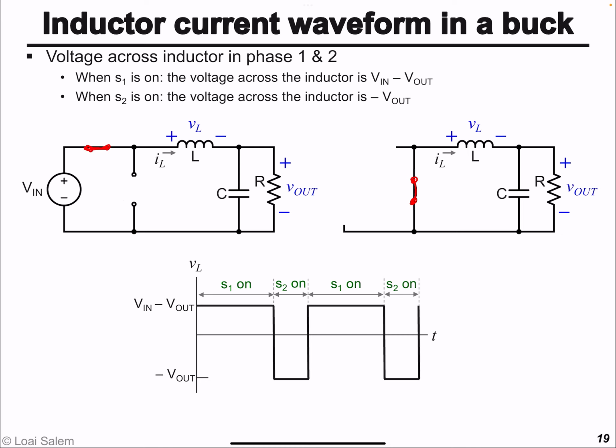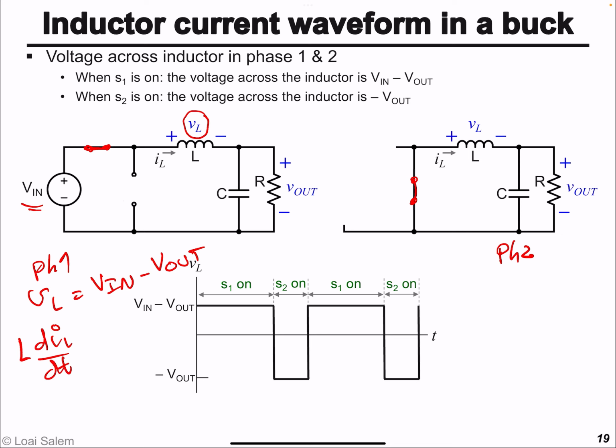When S1 is on, we call it phase 1. When S2 is on, we call it phase 2. So during phase 1, it's obvious, as I mentioned before, the voltage across the inductor is going to be the input voltage minus the output voltage. So this means the first derivative of the inductor current multiplied by inductance is equal to Vin minus Vout. Okay. And then in the second phase, phase 2, the voltage across the inductor will be equal to minus Vout.